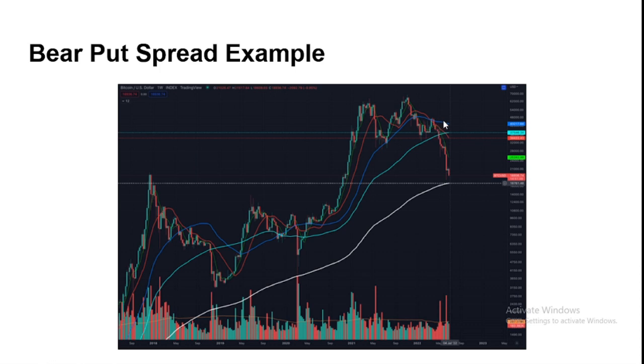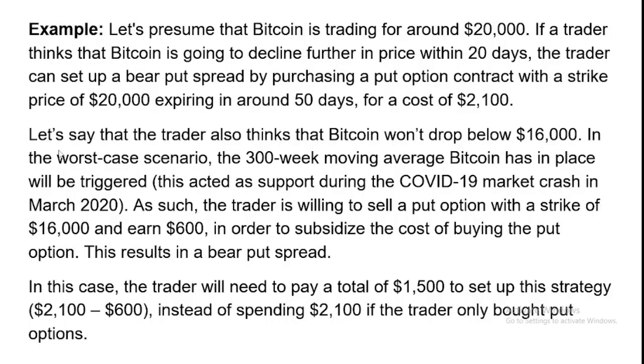So for example, let's presume that Bitcoin is trading for around 20,000. If a trader thinks that Bitcoin is going to decline further in price within 20 days, the trader can set up a bear put spread by purchasing a put option contract with a strike price of 20,000 expiring in around 50 days for a cost of $2,100. Let's say that the trader also thinks that Bitcoin won't drop below $16,000. So in the worst case scenario, the 300-week moving average Bitcoin has in place will be triggered.